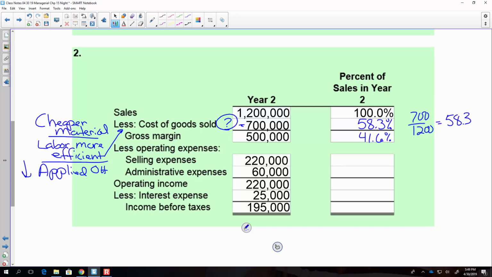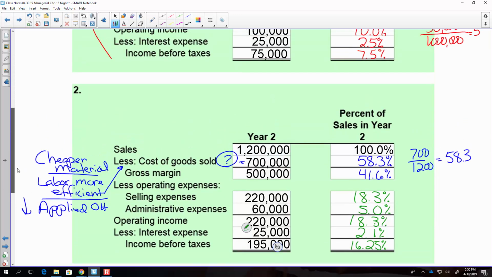Going forward, 220 over 1,200, we're looking at 18.3%. $60 over 1,200, we're looking at 5%. $220 again over it, 18.3, just by coincidence. And then the 25 over the 1,200 is 2.08, 2.1%. And then the 195 divided by the 1,200 is 16.25%. So looking at a comparison of those percentages to what we did last year, much, much improvement.